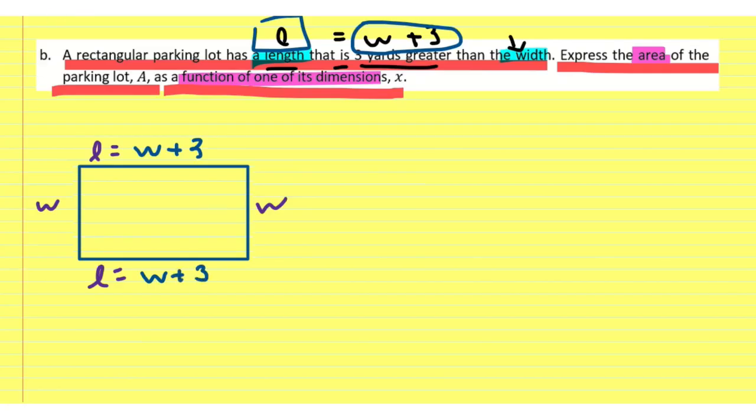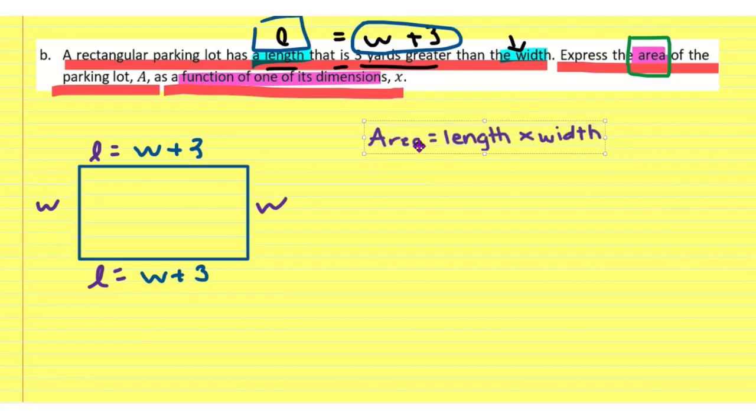Okay, so we also need to remember what we know from elementary school. What is the formula for area? Okay, so the formula for area is going to be length times width. You probably learned that in late elementary school. So how can we shorten that so it looks more mathy? Oh, how about A is equal to L times W?